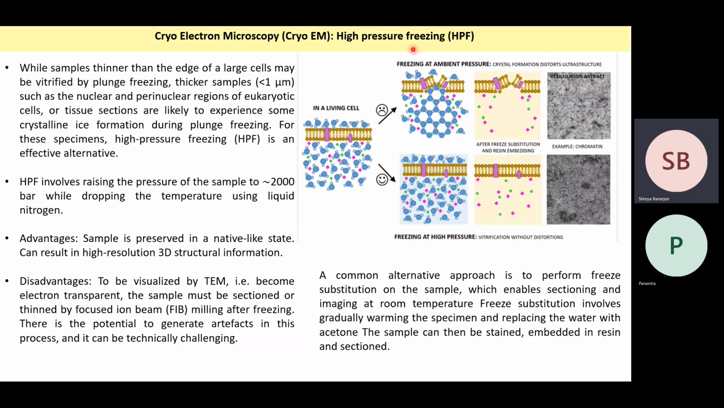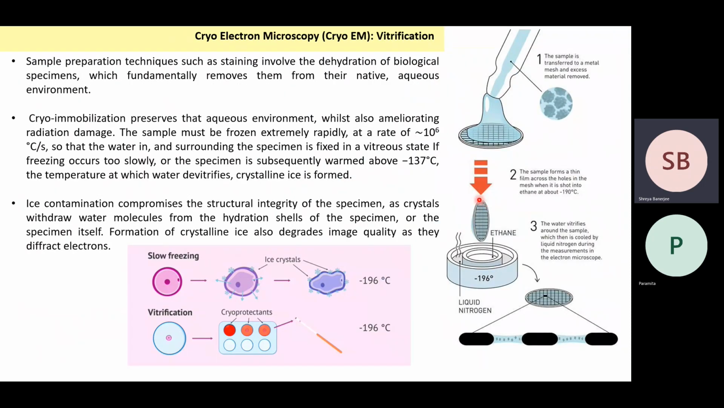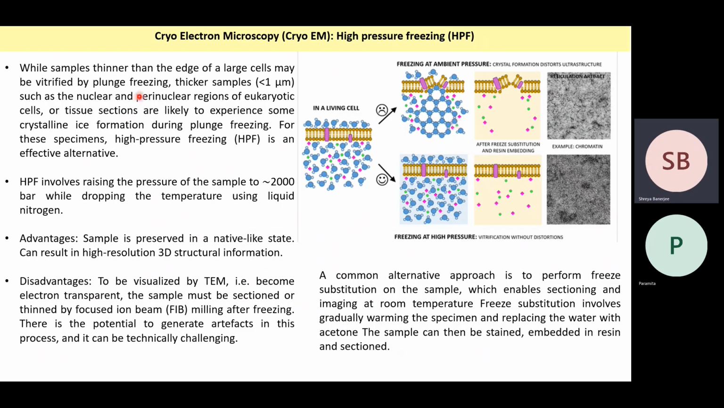Another method is called high pressure freezing. What was being done so far is called plunge freezing, where the mesh with the sample is plunged into the liquid nitrogen and immediately taken out. In some cases, this is not possible. Samples thinner than the edge of a large cell can be vitrified by plunge freezing. Thicker samples, meaning more than 1 micrometer, such as nuclear and perinuclear regions of eukaryotic cells or tissue sections, are likely to experience some crystalline ice formation during plunge freezing.